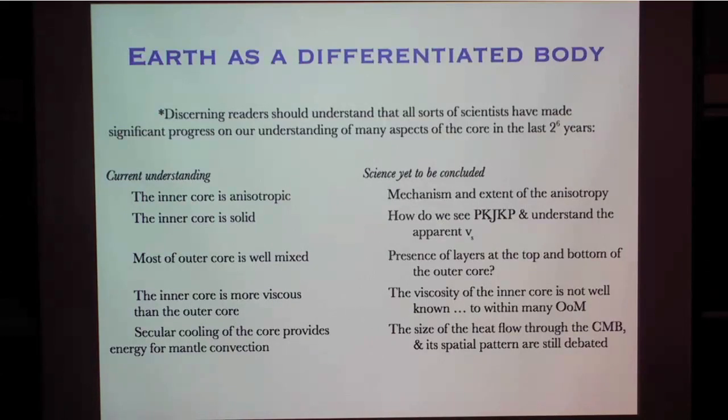The inner core is more viscous than the outer core, but we actually basically have no idea how viscous the inner core is. And people might argue with that, but estimates range from 10 to the 11 to 10 to the 22. And when you're ranging over 11 orders of magnitude, that should mean you're not tremendously sure.